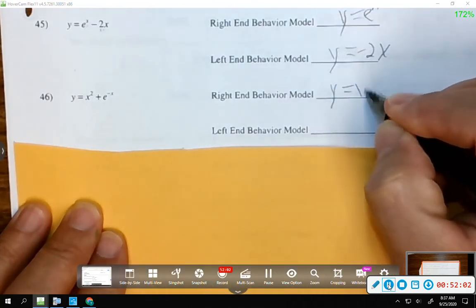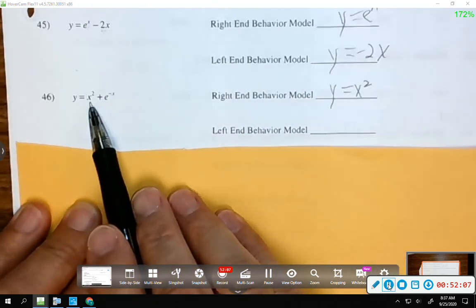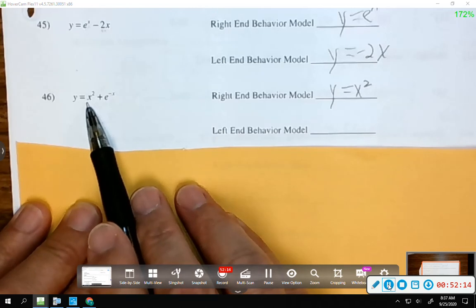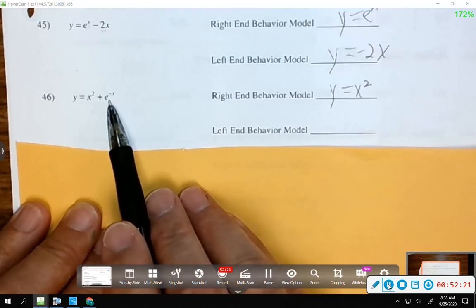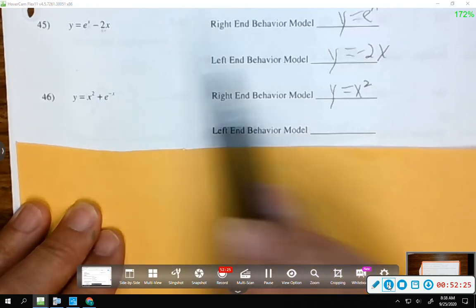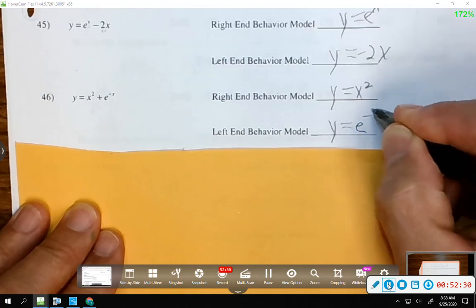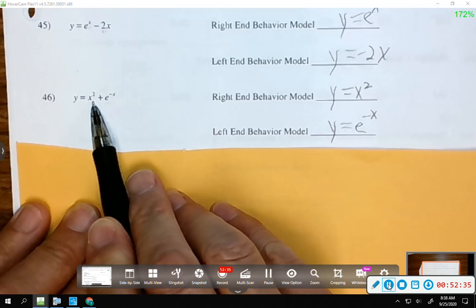But as I go to the left, this function here, when I square, that's a large positive, but not nearly as large as this. Exponentials always outgrow polynomials. So if I plug in negative 100, e to the 100th power is going to grow much more rapidly than even 100 squared. So the left end behavior model is e to the negative x. This will outgrow this in the negative direction. Let's take a look at another one.